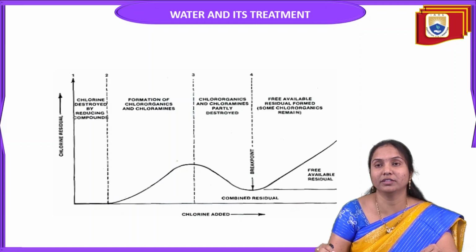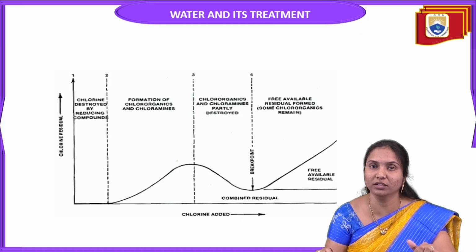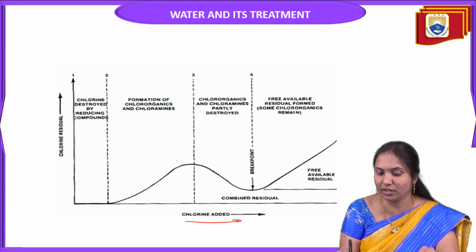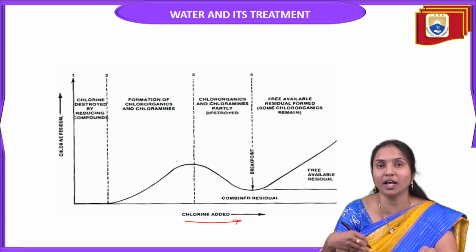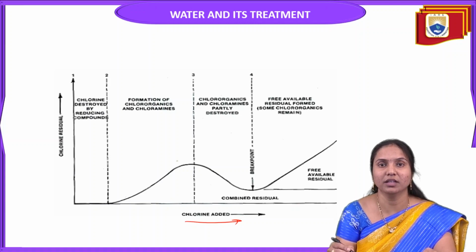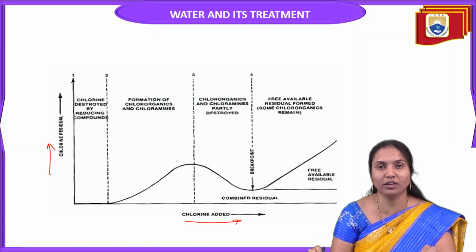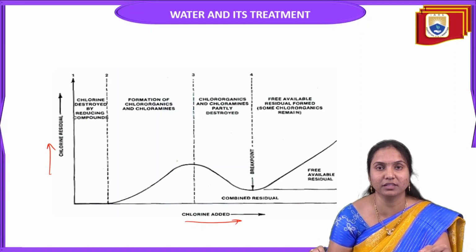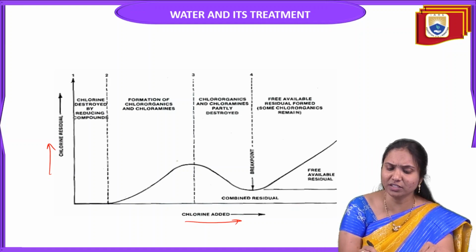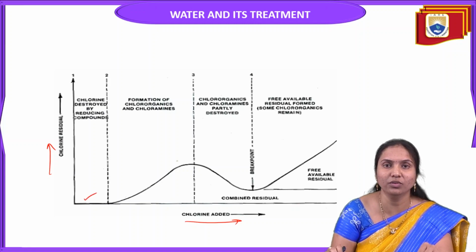This graph clearly explains the relationship between applied chlorine in water and the residual chlorine present in the water. On the x-axis we take applied chlorine, the externally added chlorine. On the y-axis we take residual chlorine, the unreacted chlorine present in the water. First, we add a small percentage of chlorine to the water. Here there is no residual chlorine.